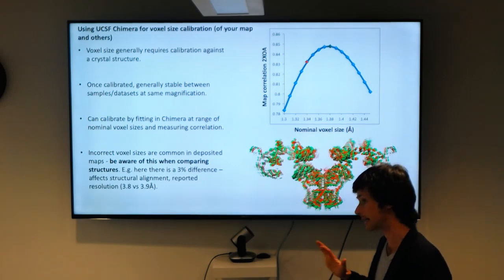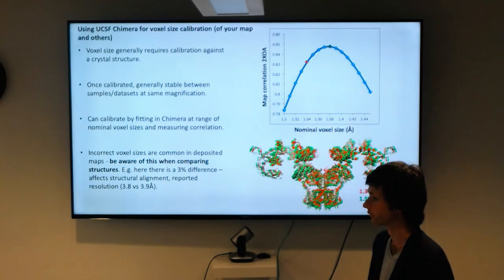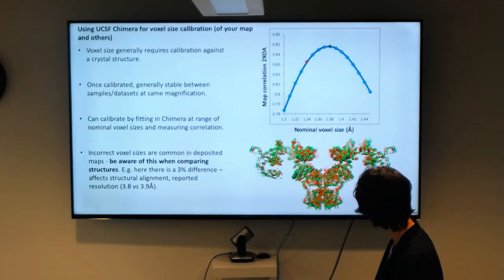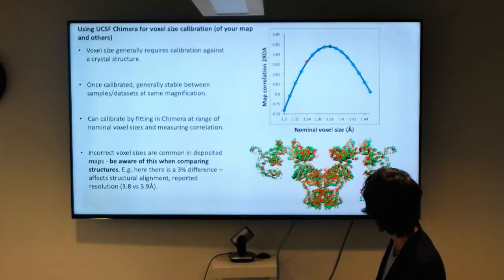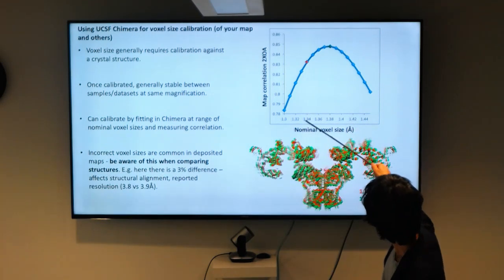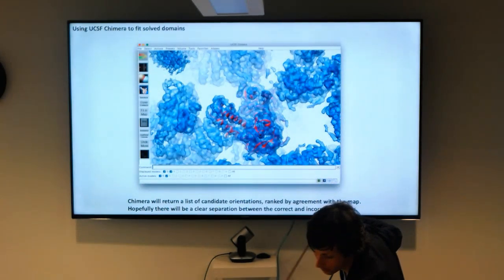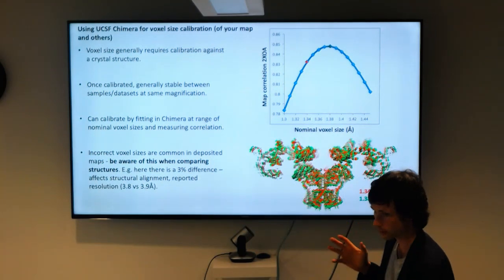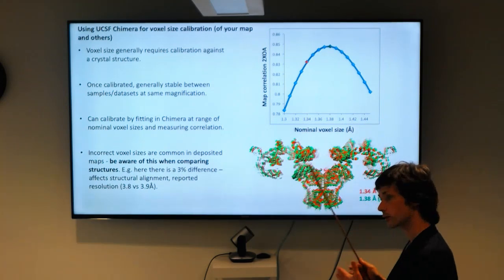Usually once it's calibrated in that manner, it's fairly stable at the same mag on the same scope. So this is an example where there was a map deposited in EMDB with a nominal pixel size of 1.34 angstroms, and if you use the crystal structure I'm referring to here and calculate real space correlation values at different nominal pixel sizes, you can see there's a very clear optimum that's quite a ways away from that.